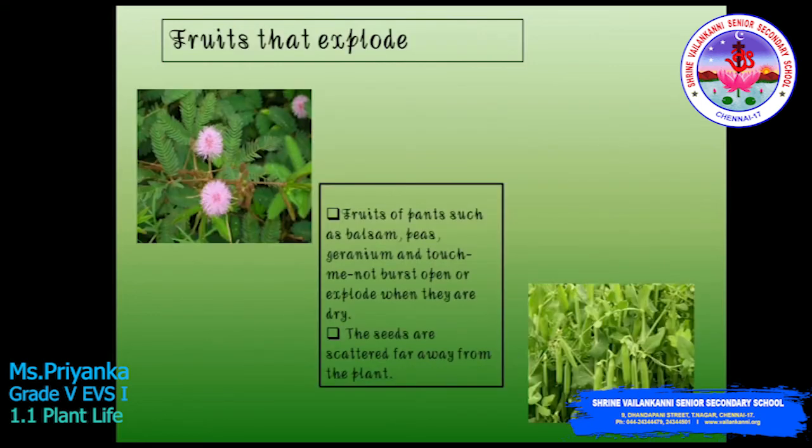Okay, so next are the fruits that explode and spread the seeds. Balsam, peas, geranium, and the touch-me-not burst open or explode when they are dry. The seeds are scattered far away from the plant by their explosion. Okay, so first is the touch-me-not, and the next is the pea seeds. The examples are in the pictures.